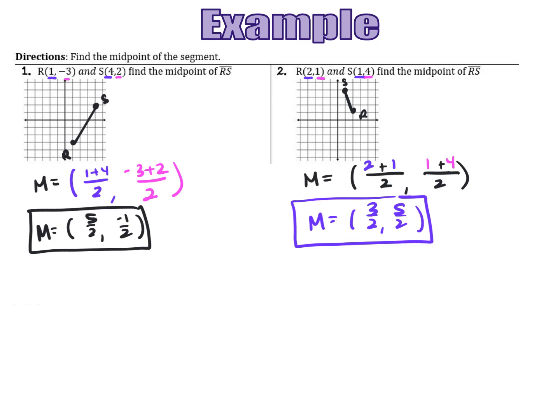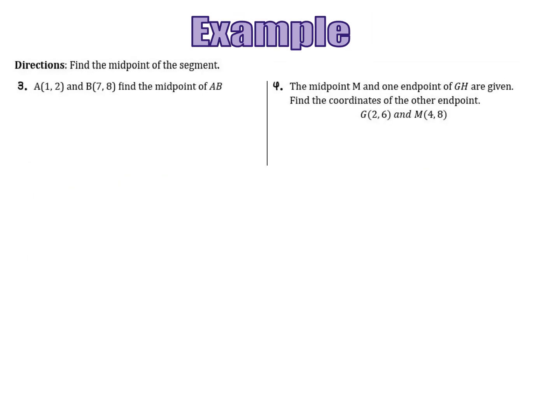Now let's look at some examples where we don't have to sketch a graph. So on these problems, we're not given a grid. That doesn't mean you couldn't create a graph if you wanted to, but really what we're saying is that the midpoint of A and B is the average between the 2 coordinates that we are being given.